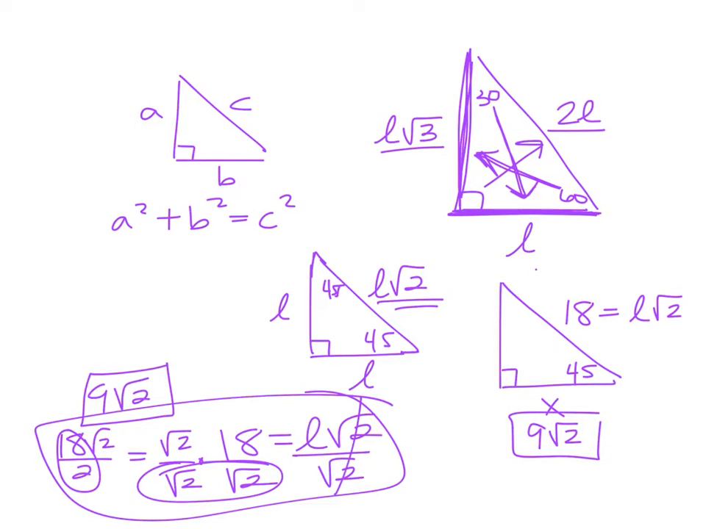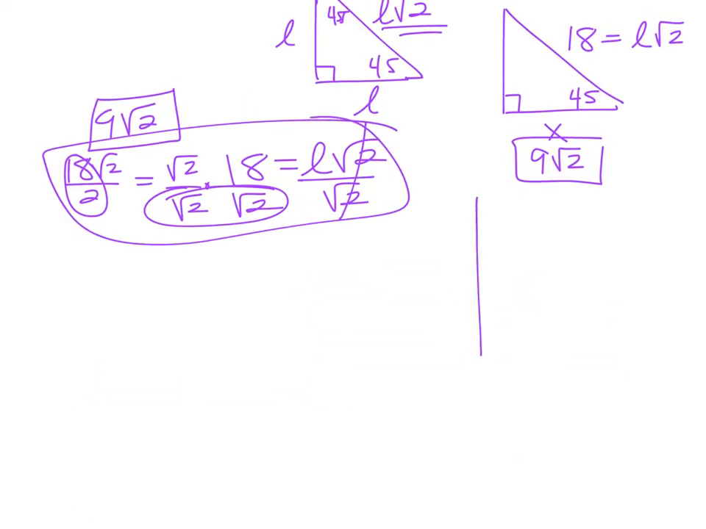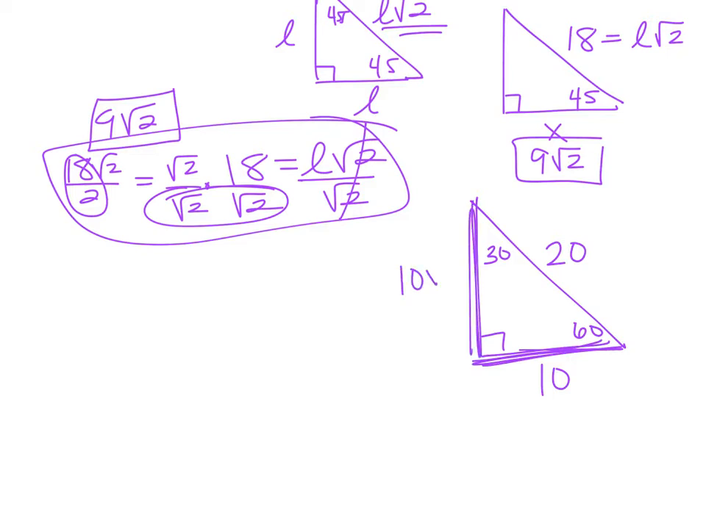Okay? What if I give you a 30, 60, 90, and I give you that this side is 20? What is your shorter leg? 10. Here's your 60. Sorry, I should have given you angles. This is half of it, so 10. What's your longer leg? 10 rad 3.